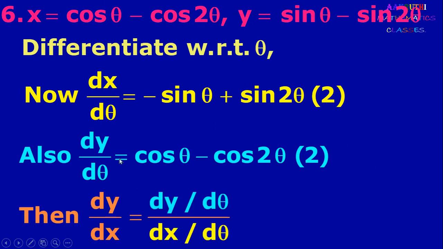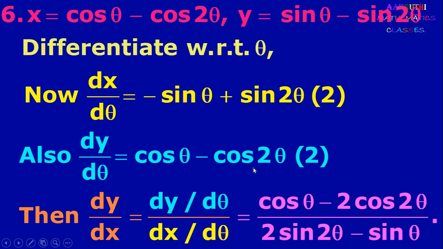So dy by dx is dy by d theta divided by dx by d theta. So dy by d theta is cos theta minus cos 2 theta into 2, divided by minus sin theta plus sin 2 theta into 2. So we can write it as cos theta minus 2 cos 2 theta divided by, write the positive term first, 2 sin 2 theta minus sin theta. Therefore dy by dx is cos theta minus 2 cos 2 theta divided by 2 sin 2 theta minus sin theta.